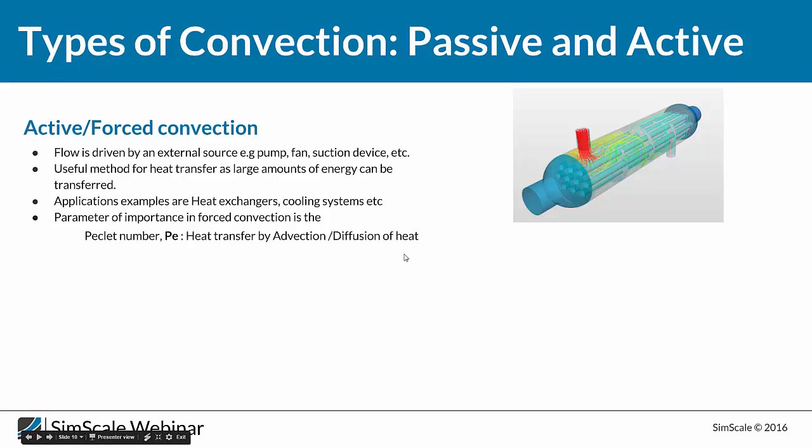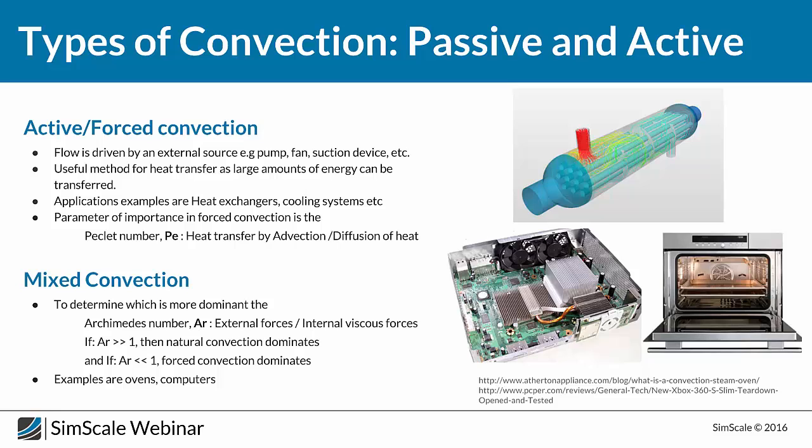Just like the Reynolds number for the passive case, we have the Peclet number for the active one, where the Peclet number is given by the heat transfer by advection over diffusion. So advection is something like particle movement in bulk, or bulk movement of the fluid, and diffusion would be at the particle level. And then we have something called mixed convection.